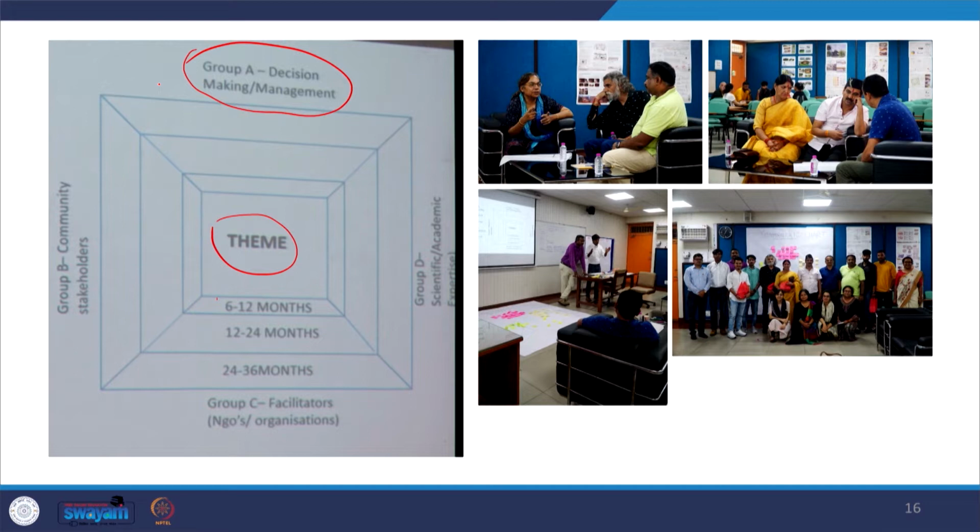One is group A, so Batwari, Pramukh and certain decision making people who are part of it. Similarly the community stakeholders are part of it, and we have the facilitators like NGOs or organizations, and we have the scientific and academic expertise who are again part of it. So there are 4 different themes, and in this particular chart we put a time frame. In our project we put 6 to 12 months, 12 to 24 months and 24 to 36 months.